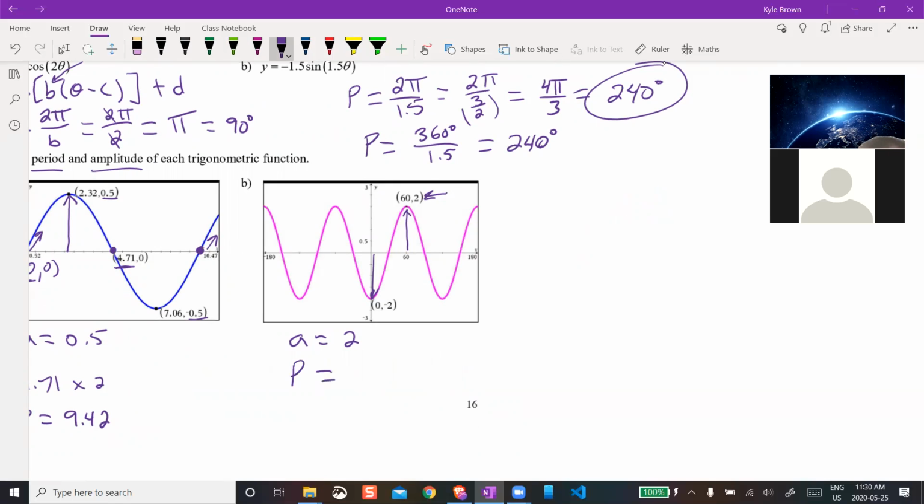Now period. So if I go from this point to this point, can you see that that's half of the wave, right? So from there to there, and then down here again, that would be one full wave. It's on its way up, and then it's on its way up again right there. The pattern's repeating. So it was 60 to this point, so it is 120. It's going to be 120 for it to start repeating again.